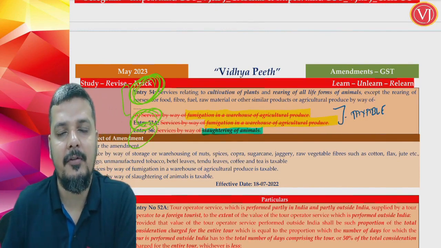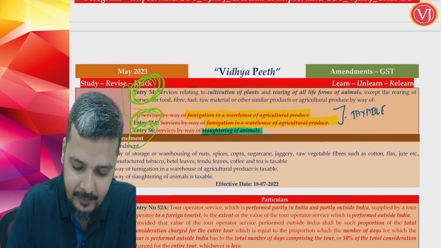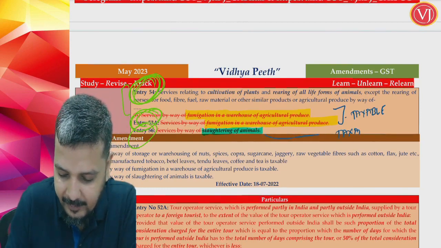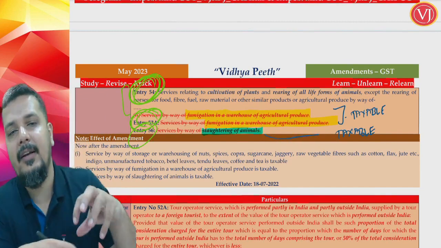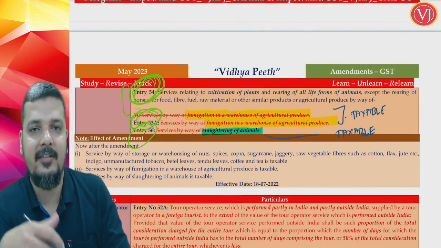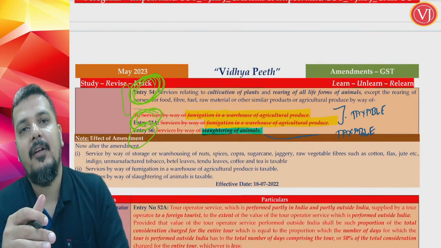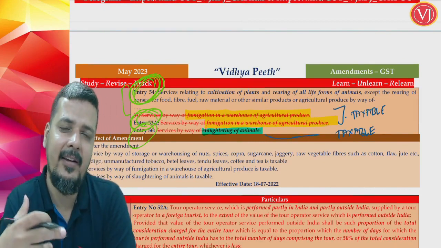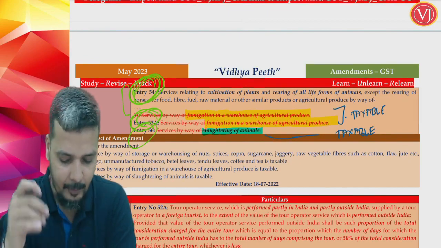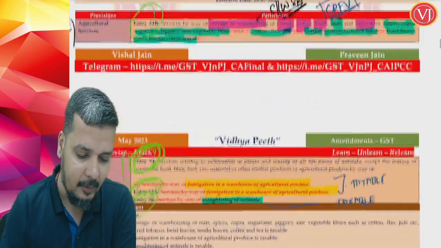If you are talking about service by way of slaughtering of animals, previously it was exempt, now it is taxable. So fumigation of agricultural produce in a warehouse was exempt, now it is taxable. Slaughtering of animals previously was exempt, now it is taxable. Again, you will find the taxability scope is increased and the exemption scope is decreased. So that was all about your agricultural services.